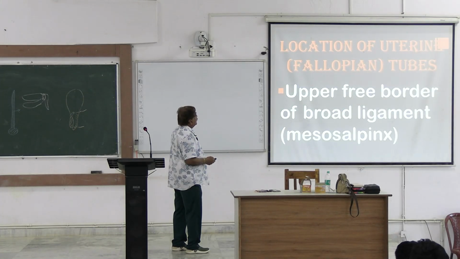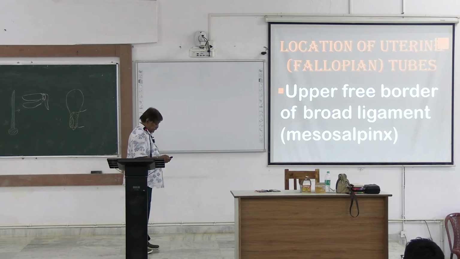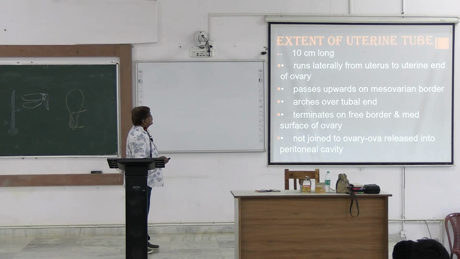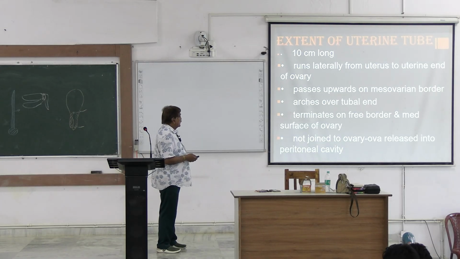Now, location of the uterine fallopian tubes. Upper free border of the broad ligament, mesosalpinx. Extent of the uterine tube: 10 centimeters long, runs laterally from the uterus to the uterine end of the ovary, passes upwards on the meso-ovarian border, arches over the tubal end, terminates on the free border of the medial surface of the ovary, not joined to the ovary, and opens into the peritoneal cavity.